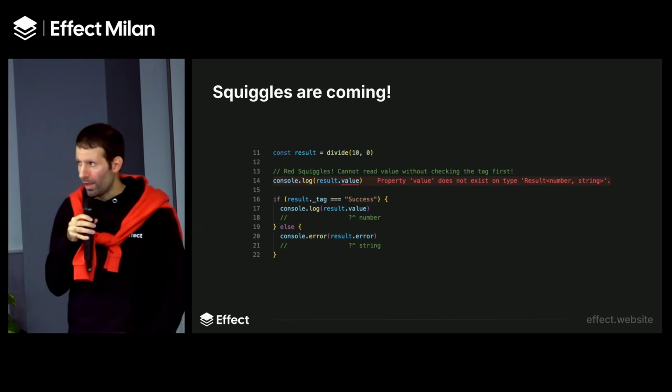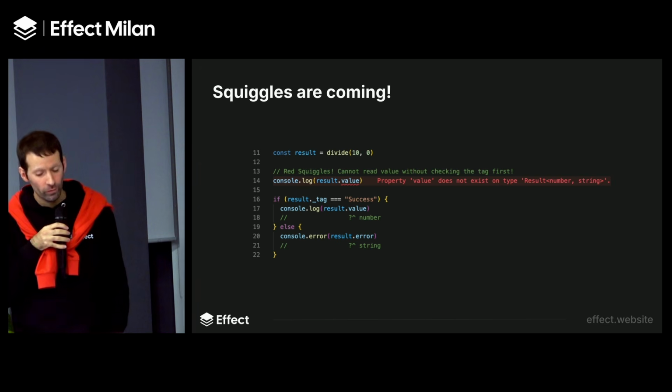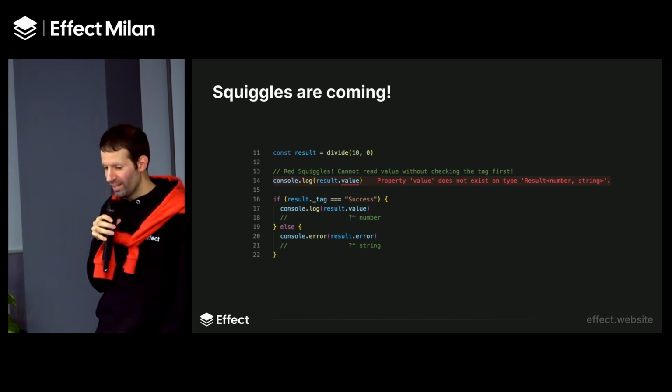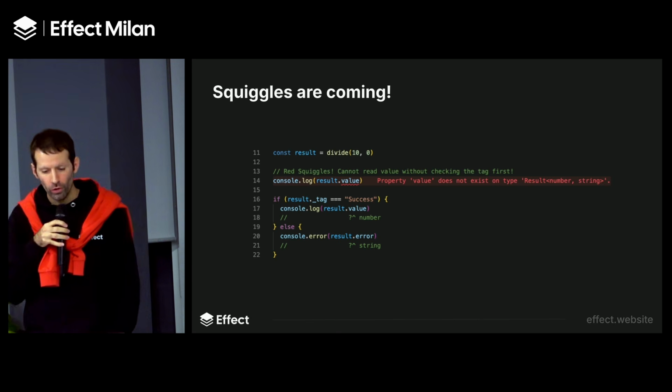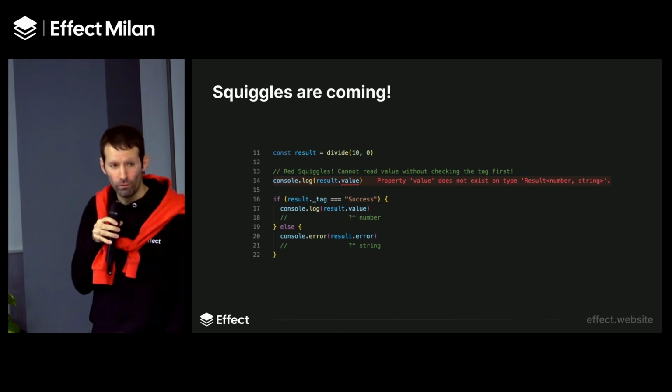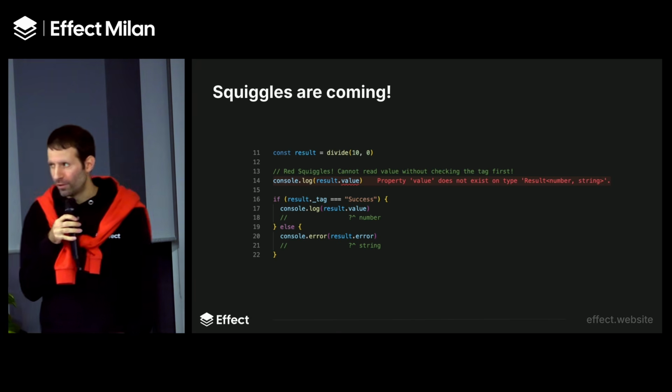And why do that? Well, look at now those beautiful squiggles. Now they are basically screaming at you because you forgot to check if the function succeeded or failed first, right? So this is the first beauty of that.